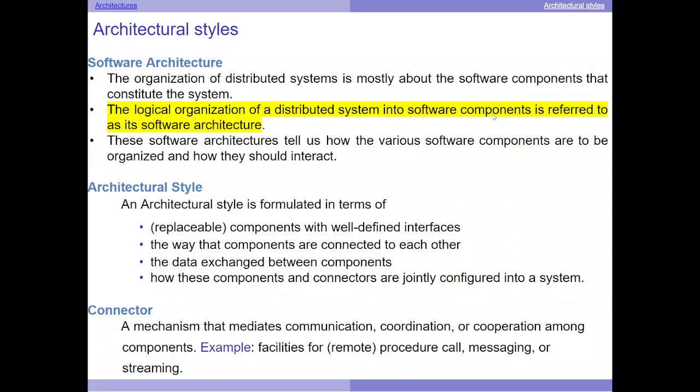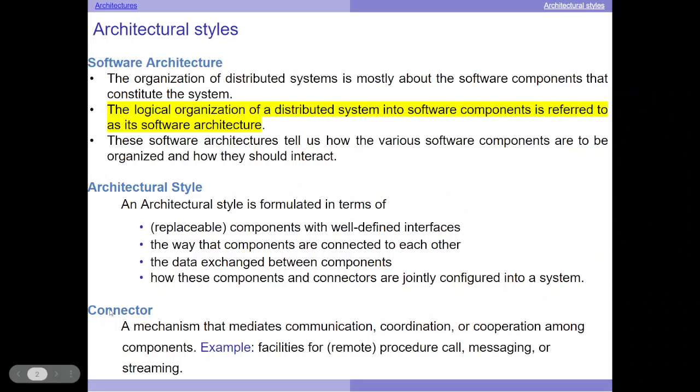So this is the highlighted line: the logical organization of a distributed system into software components is referred to as software architecture. Okay, so combining different software components together into a distributed system is called software architecture. Architecture style means what kind of components are there, the way they are connected, how the data is exchanged between these components and how they are configured.